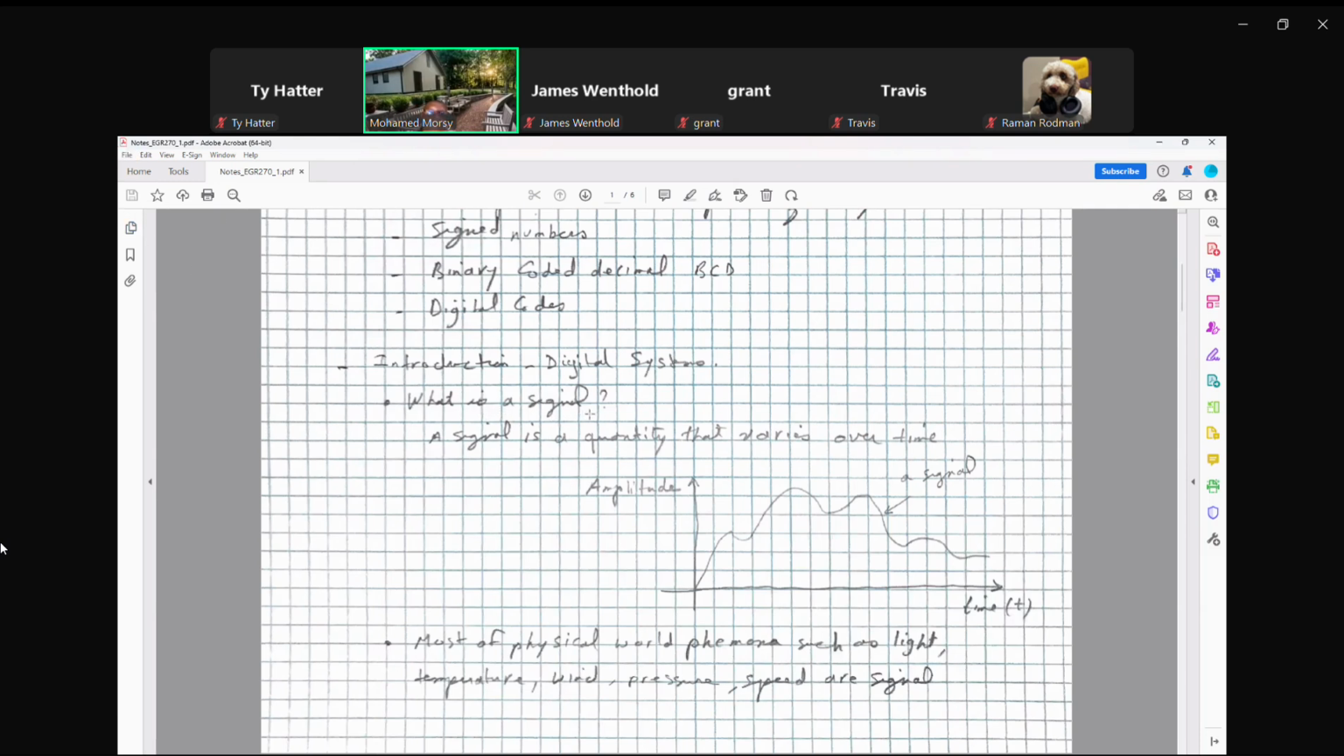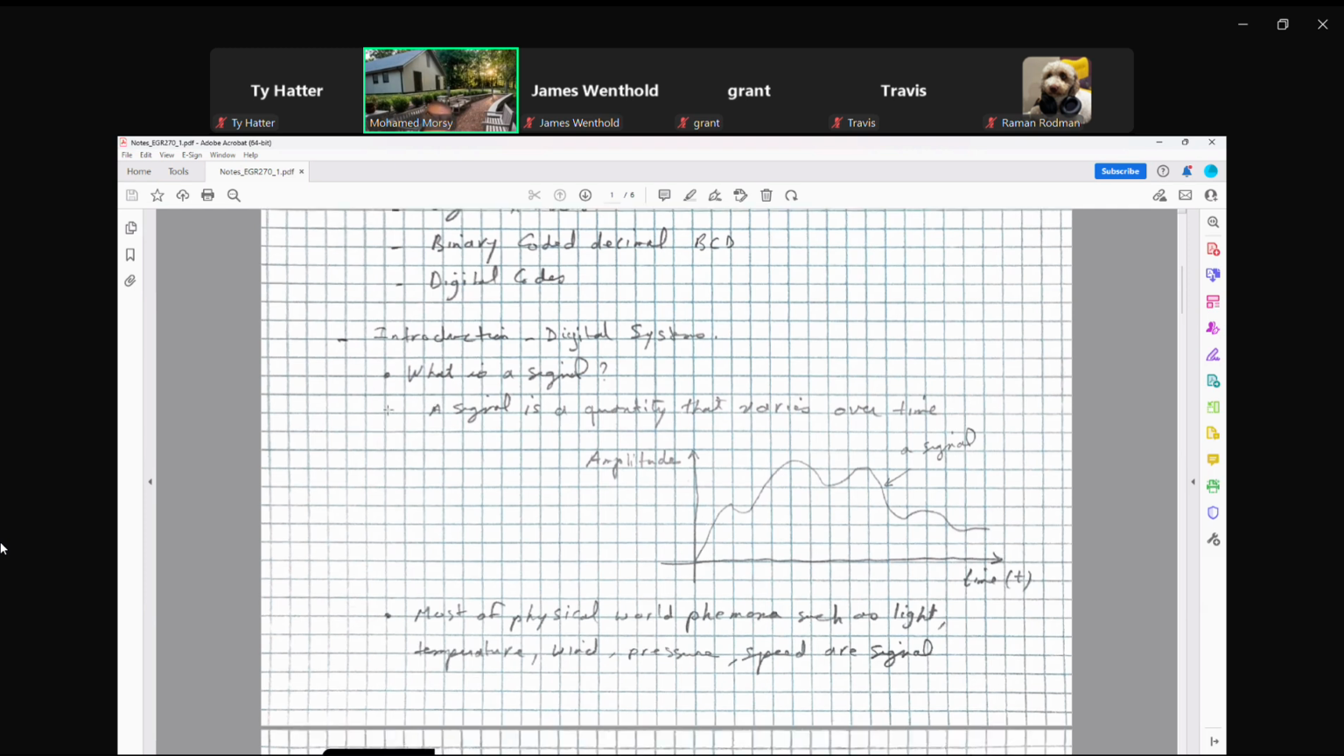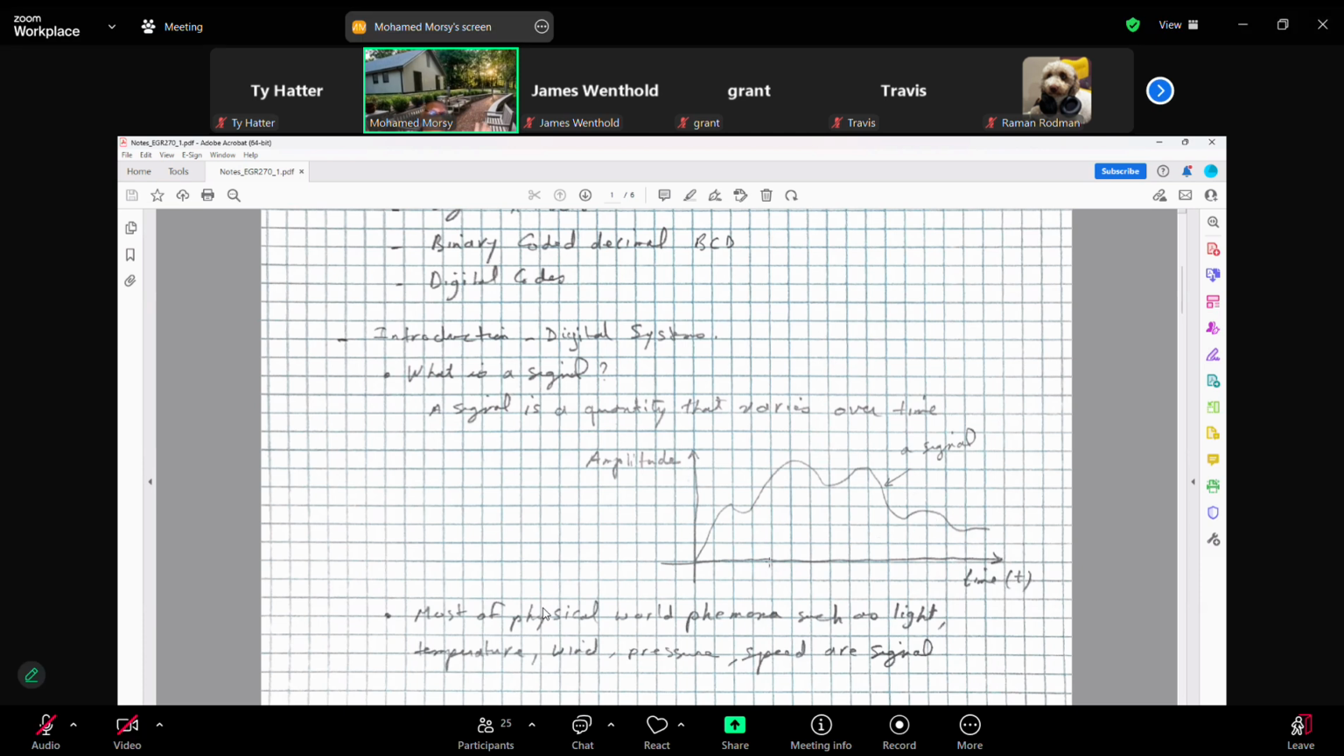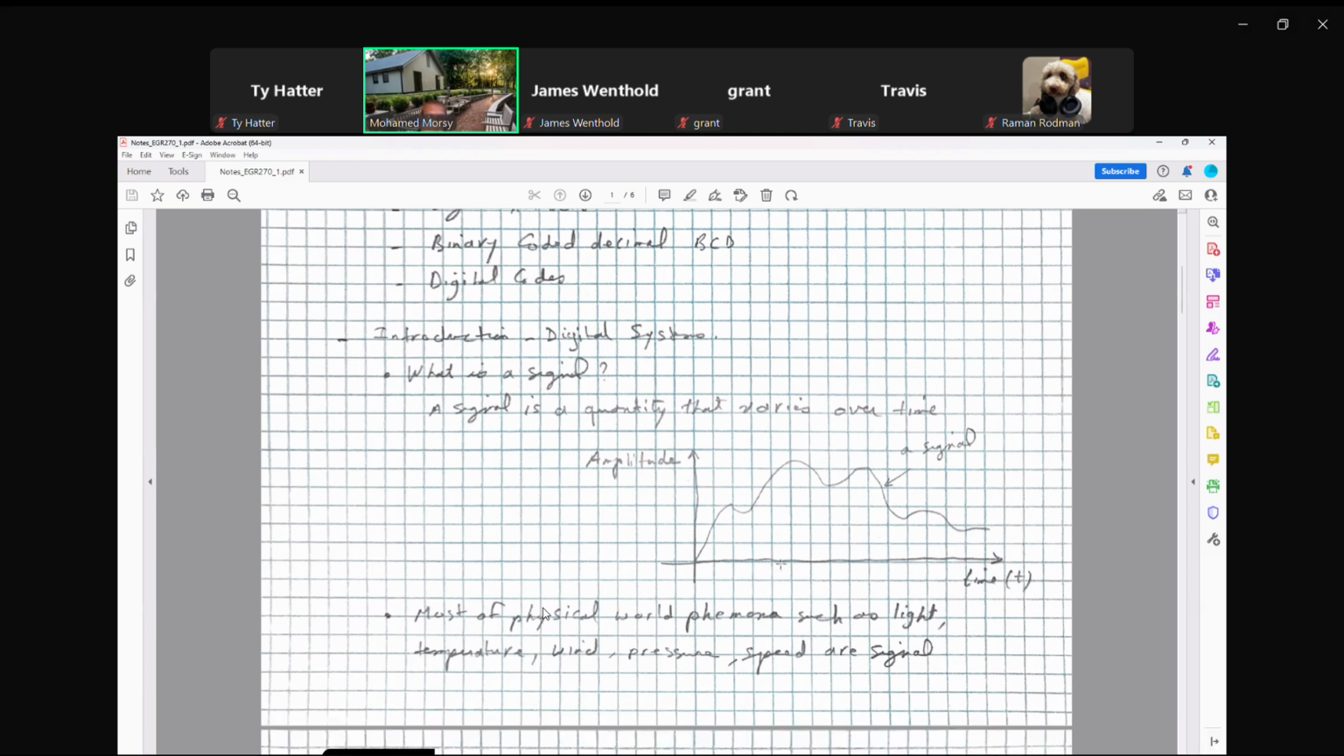So what is a signal? The signal is nothing more than a quantity. It changes over time, like this one here. Amplitude, quantity, it changes against time. It can be a constant value or different values, but it is a function of time.